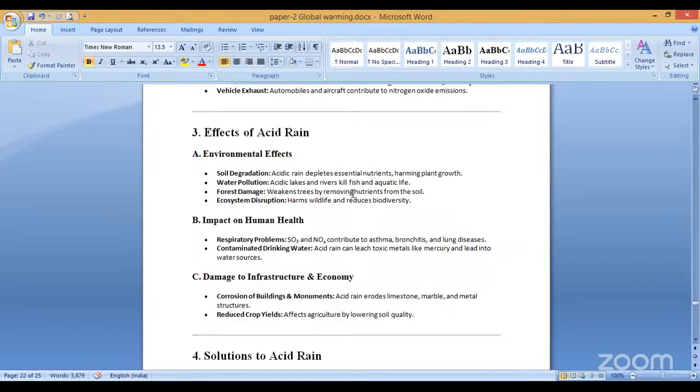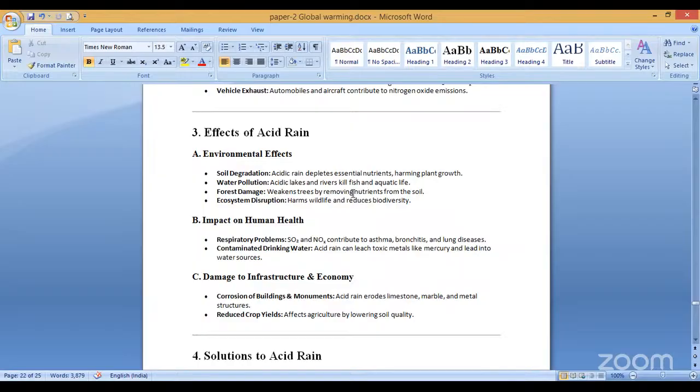Okay, one more time, the environmental effects. What are the environmental effects of acid rain? The first one is soil degradation. Acid rain depletes essential nutrients, harming plant growth. Water pollution: acidic lakes and rivers kill the fishes, the aquatic life, and the coral life which is present, and the particular aquatic system will be damaged due to the effect of acid rain.